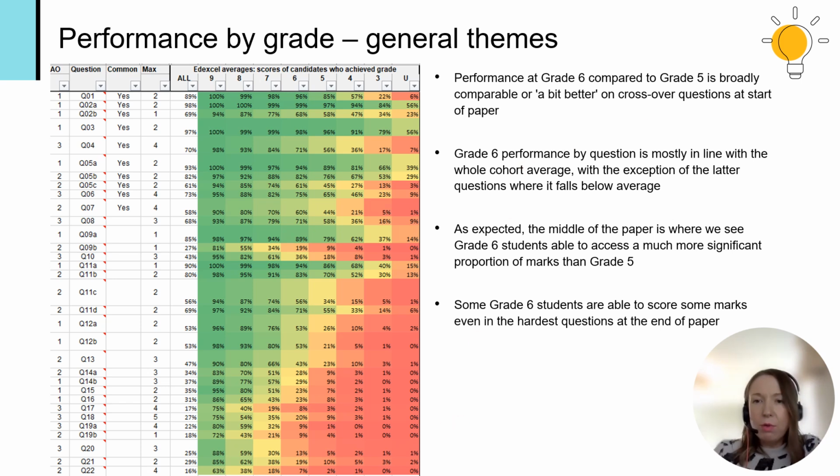Moving on to what we're going to look at next, we're really interested in where the biggest gaps of performance are between grade 6 and grade 5 students, and to investigate if there are any themes in this. We do this by looking at the performances across all papers for all the June series, leaving out the November ones because that's a fairly skewed cohort.